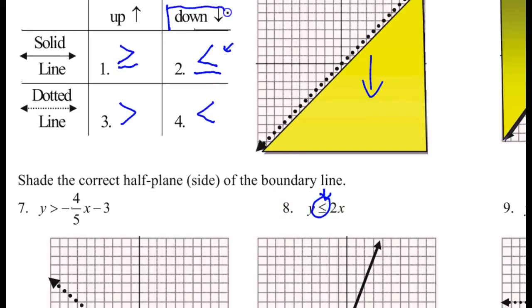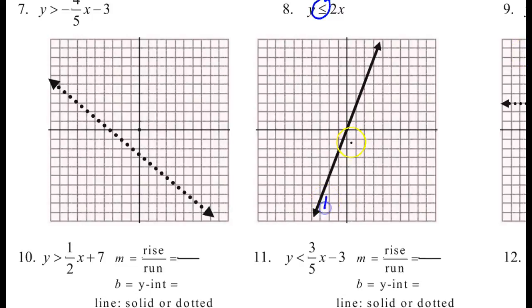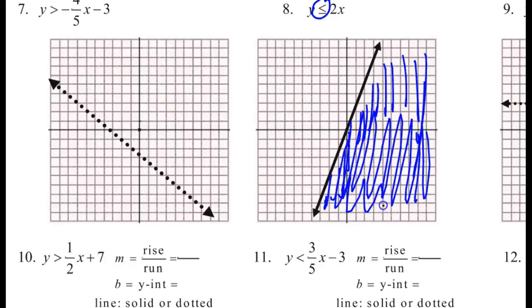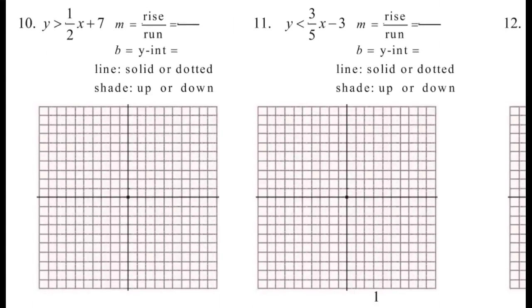So shade down. And solid line, we already have a solid line, but we got to shade down. So you go over here, go to any point, and you want to shade below it on the line. And now let's do a few where you have to do the line as well. So let's go down to 11.